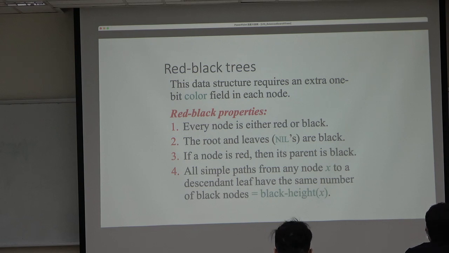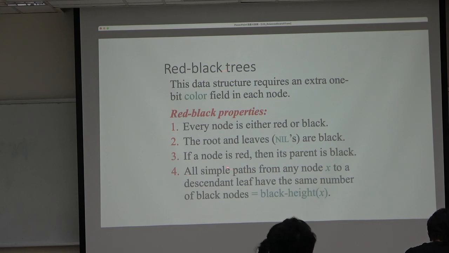OK, the reverse is not necessarily true. A black node, its parent is not necessarily red. 就是红色点它的父节点一定是黑的，但是黑色点父节点不一定是红的。And remember, this is a search tree.